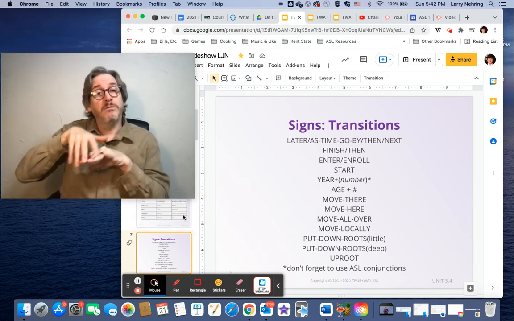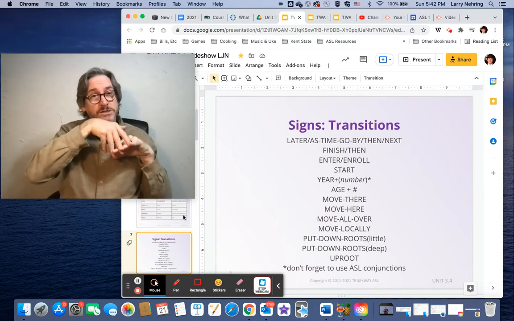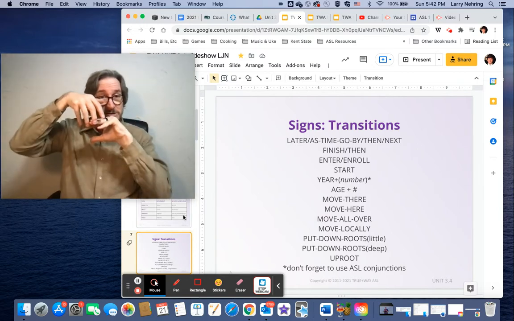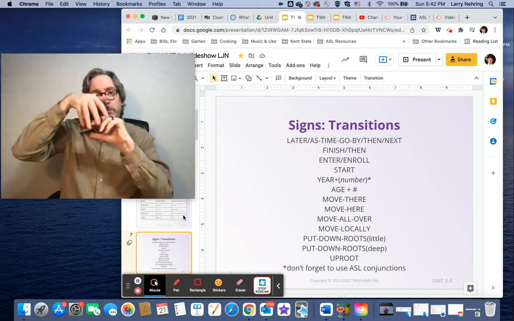So you could do boom, boom, boom, like small-time roots. So here's the tree, right? And here's the roots going into the ground just a little bit.